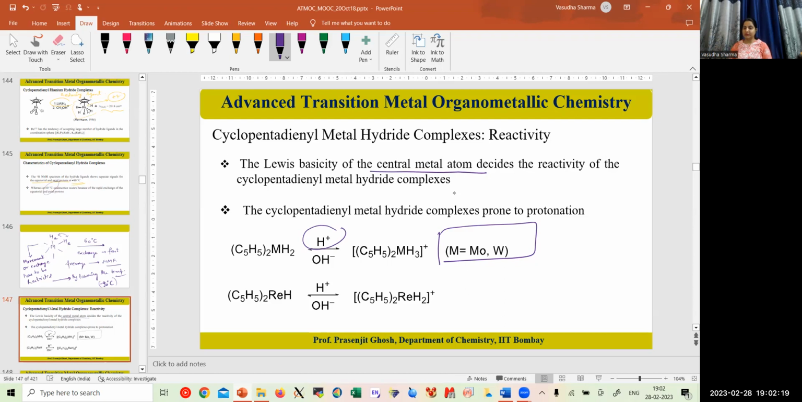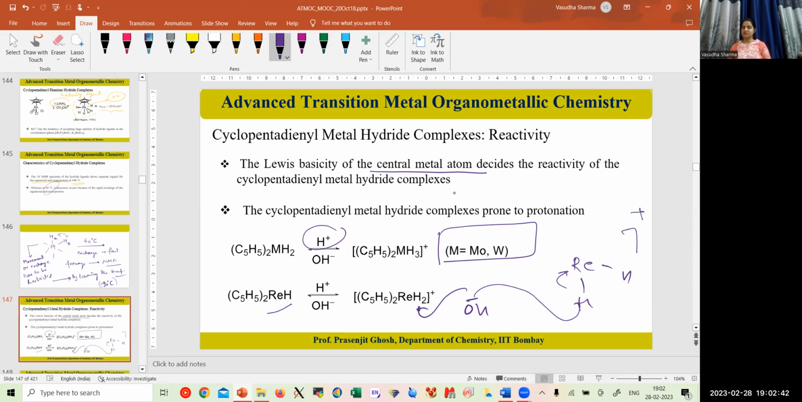Most probably it is molybdenum and tungsten. Similarly, if we have rhenium, that will take up the H+ and will give you the positive charge. Similarly, if you want to go back to this particular thing, OH-, it will attack one of this rhenium, there are two H. So one of this rhenium, OH- will take up H+, and again the charge will come back.